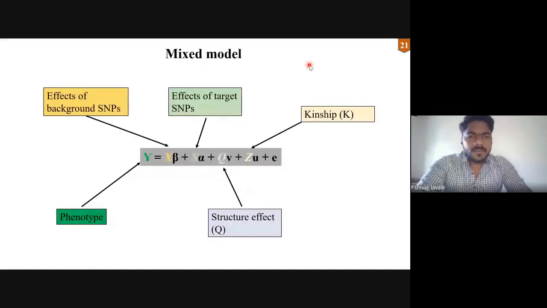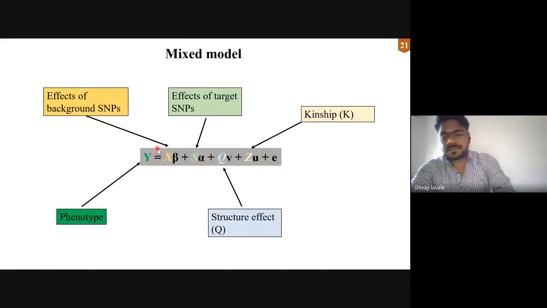So this is the mixed linear model. Phenotype is equal to effect of background SNPs plus effect of target SNPs plus effect of structure of the population plus effect of kinship plus error. When all the values for a particular trait and SNP fit into this model, then that particular SNP is said to be associated with that particular phenotype.